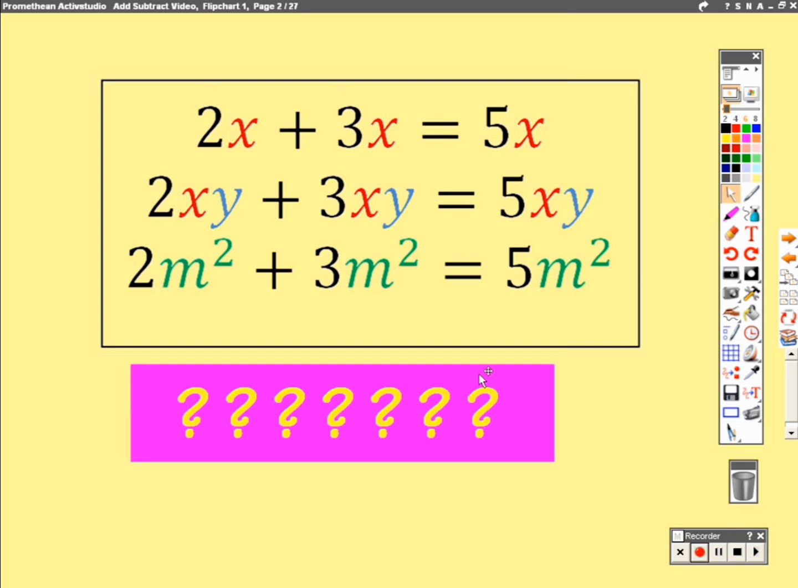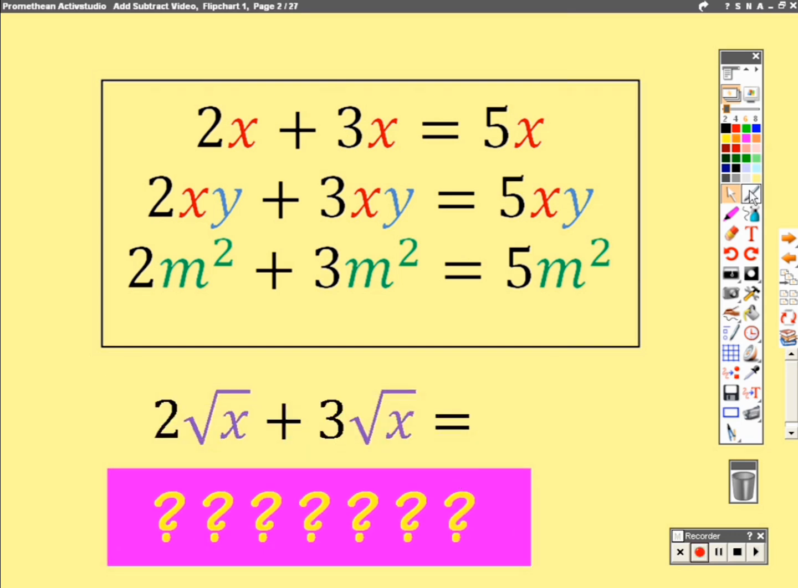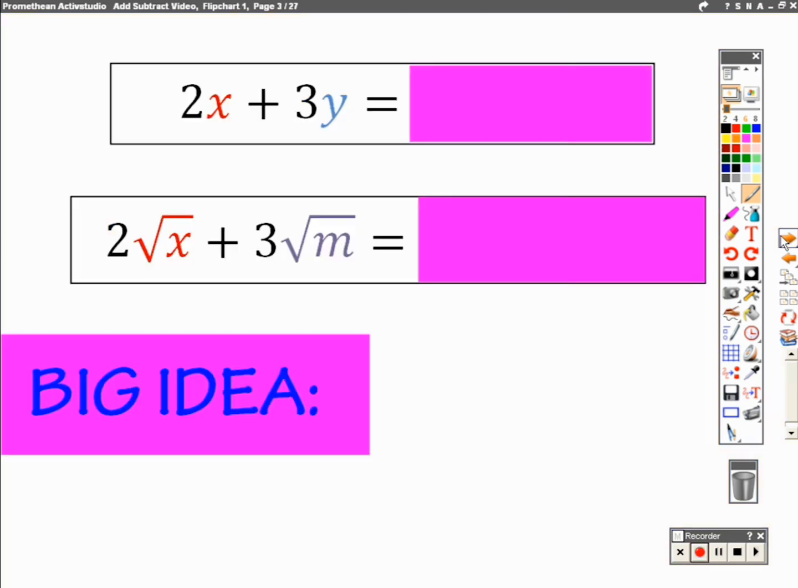Well, if you think about that, what do you think is going to happen when you have 2 radical x plus 3 radical x? I know you guessed it because you're really smart. It's 5 radical x. And that's always going to happen. As long as you have the exact same radical being added, you can always just add the coefficients.